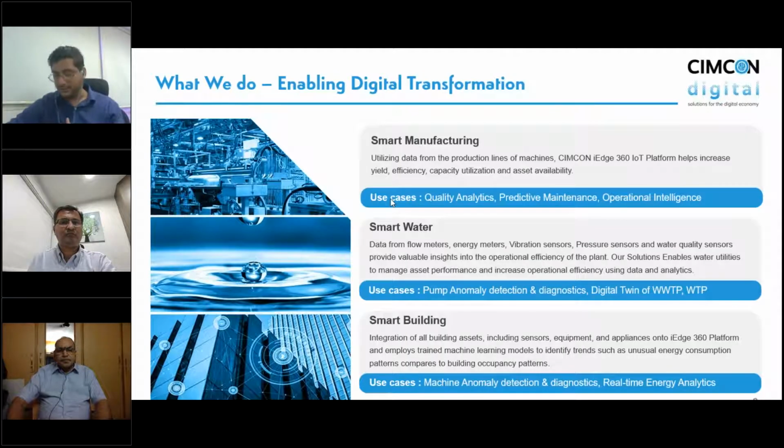As I said before, we work in varied industries and manufacturing is one of them. Our CIMCON iEdge IoT platform helps to increase efficiency and asset availability and has various use cases in predictive maintenance and quality analytics. We are also working in smart water sectors for more than 2 decades and have implemented various sensors like flow, pressure, and energy meters in order to get valuable insights and increase the efficiency of the plant. Pump anomaly detection is also one of the solutions we are working on, and our speakers today will dive deeper into this topic. We are also working on various smart building technologies where we integrate all building assets, sensors, and appliances in our Edge IoT platform.